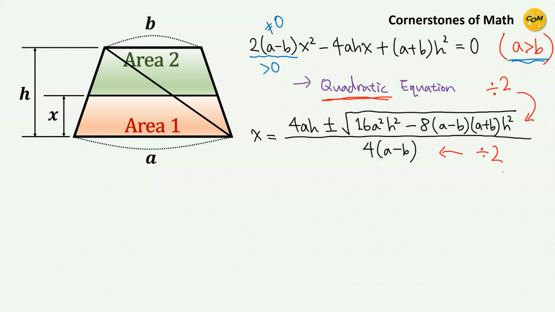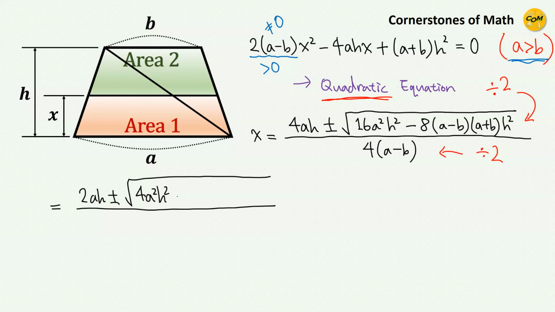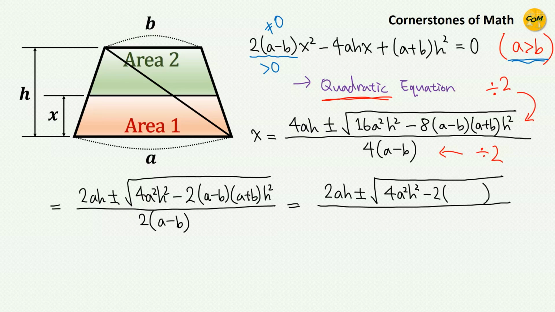Here we can divide both numerator and denominator by 2, which gives 2Ah plus minus the square root of, and because of the radical, the inner part must be divided by 4, which gives 4A squared h squared minus 2(A minus B)(A plus B)h squared, divided by 2(A minus B). Here, this A minus B times A plus B gives A squared minus B squared.